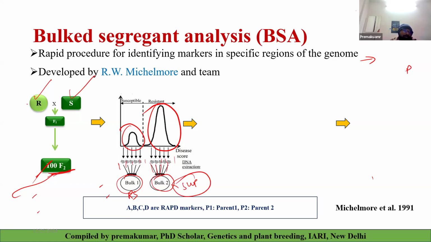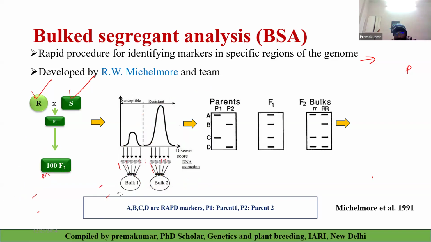Then you have to genotype only the two parents and two bulks. Instead of genotyping 200 plus two parents, 202 in total, you are reducing to only 4 individuals, meaning 2 bulks and 2 parents. See how much effort you are going to reduce. Then how can we proceed?